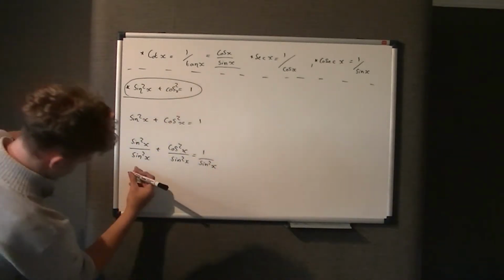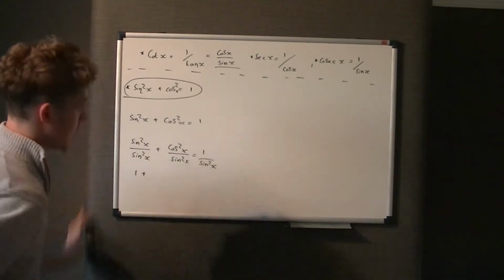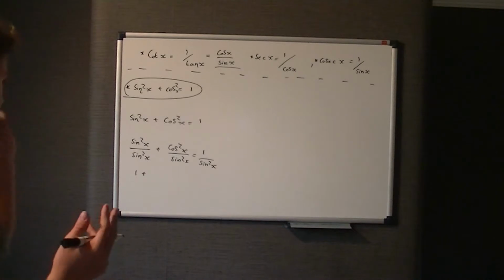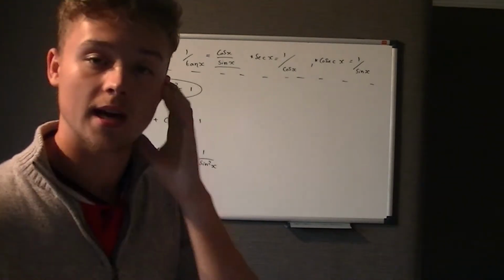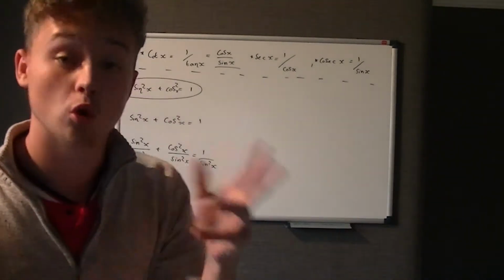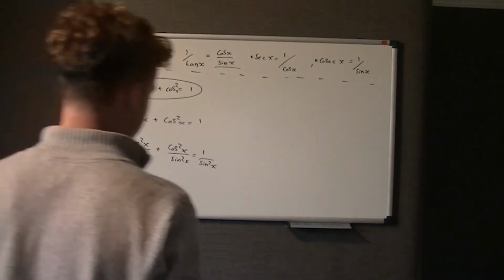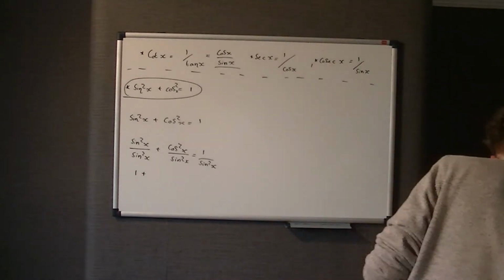Sine squared x over sine squared x is 1, plus, if you know cos x over sine x is cot x, or 1 over tan x, we could say that is cos x over sine x all squared, because it's both squared top and bottom. So we say that is cot squared x.